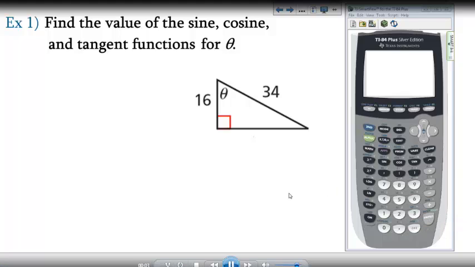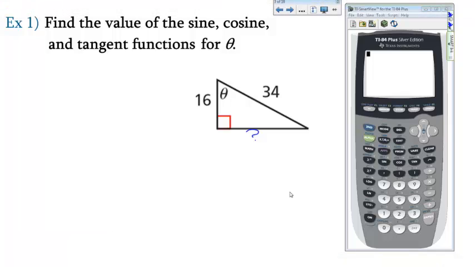Here you see you have a right triangle with a reference angle theta, but you don't have a given side. We're asked to find the value of sine, cosine, and tangent functions for theta. So first off, what we need to do is figure out what is that other side. Well, in geometry, we learned something pretty fun called the Pythagorean theorem. The Pythagorean theorem tells us that a squared plus b squared is equal to c squared.